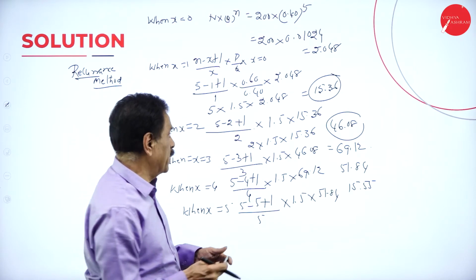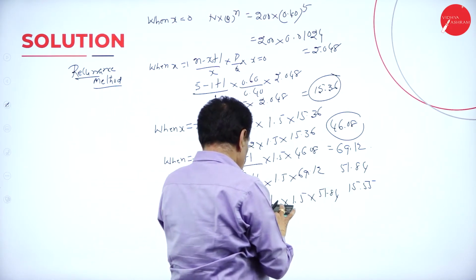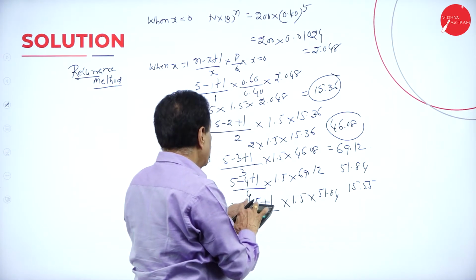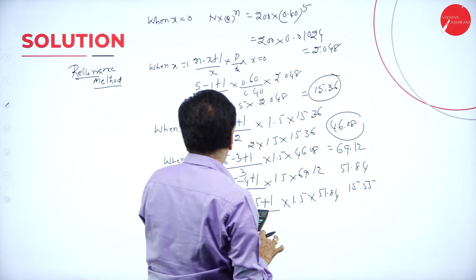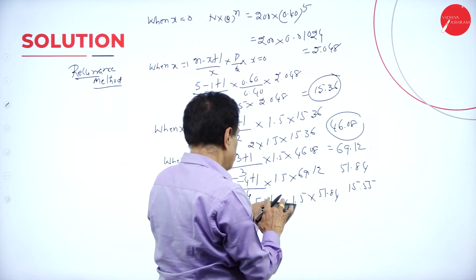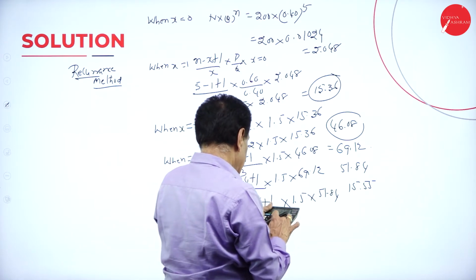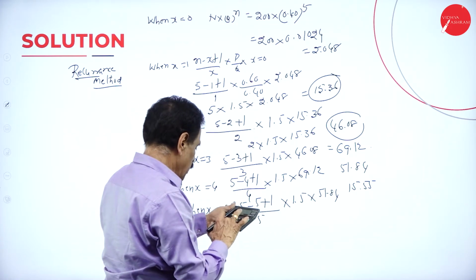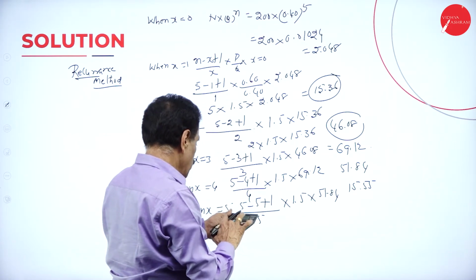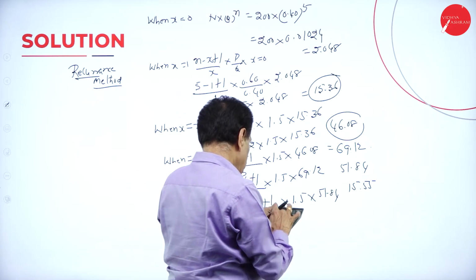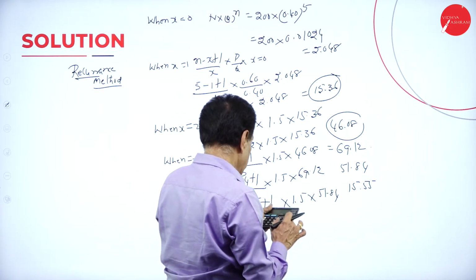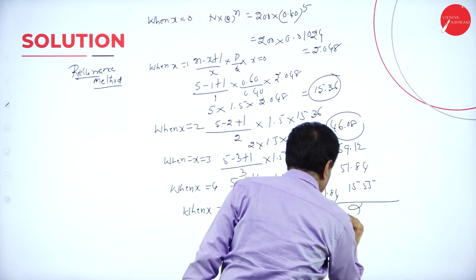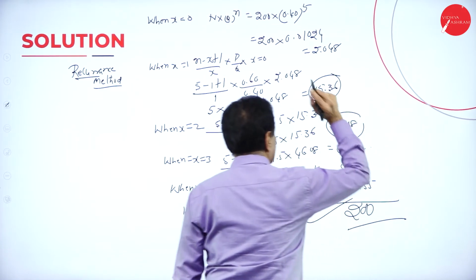These are all the expected frequencies. So first is 2.048 plus 15.36 plus 46.08 plus 69.12 plus 51.84 plus 15.55. So 199.99, say 200. Got the answer.